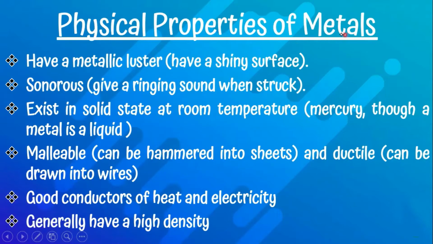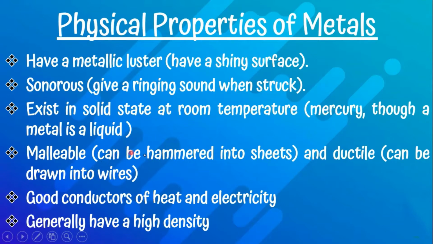Physical properties of metals: they have a metallic luster. Luster means having a shiny surface. Sonorous, giving a ringing sound when struck. Exists in solid state at room temperature. Mercury, though a metal, is a liquid. This is the only metal which is liquid at room temperature.